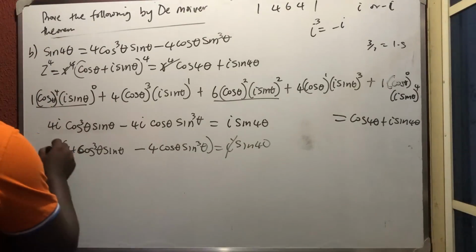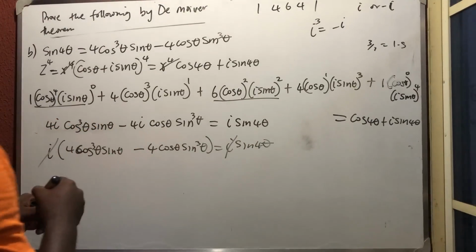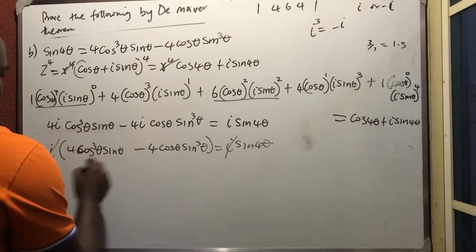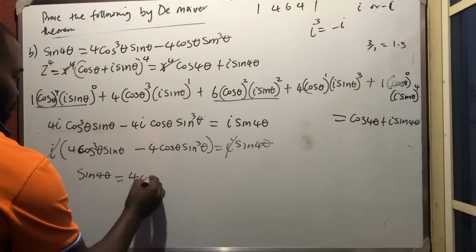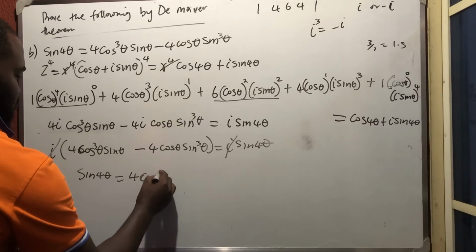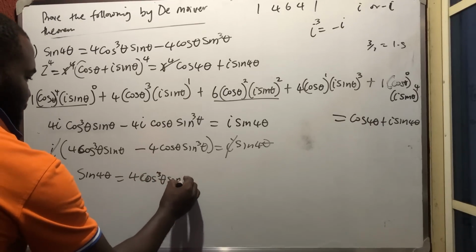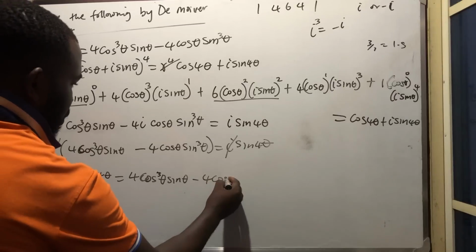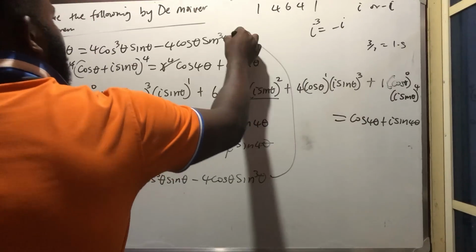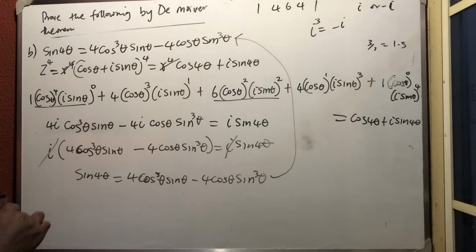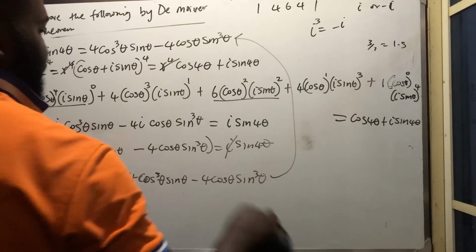So I will take care of I. Therefore, you see that sine 4 theta is simply 4 cos 3 theta sine theta minus 4 cos theta sine 3 theta. Proved. This is the same thing as this. Proved.